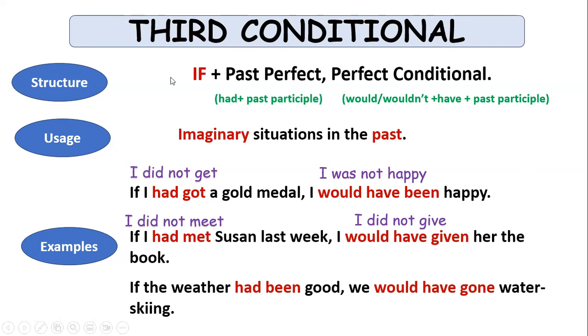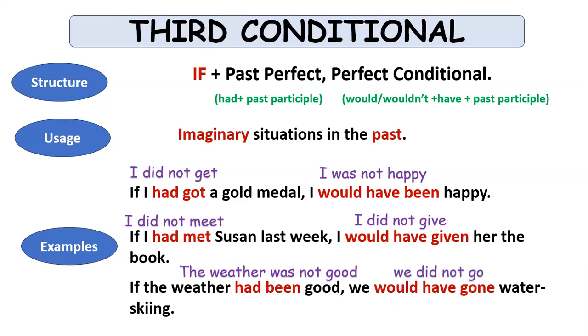The last example here: if the weather had been good, this is certainly in the past because from the structure I can tell, had plus past participle, okay? And the situation makes sense that it was in the past. We would have gone water skiing. What does this mean? Of course, that the weather was not good because I'm talking about an imaginary situation. So usually the truth is the opposite of the sentence that I have with if. So we would have gone water skiing. So did we go water skiing? Of course we did not.